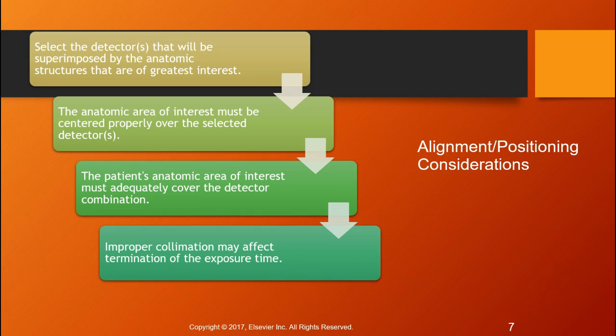So number 3, the patient's anatomic area of interest must adequately cover the detector combination. Properly centered and cover the detector combination. So for instance, would you use a teeny little kid's forearm on top of a bucky with AECs? Not if that forearm is, even though the forearm's properly centered over one of the cells, if it's not covering the cell, it's inappropriate to use an automatic exposure control system. And number 4, improper collimation may affect the termination of the exposure time. So if you are collimating too open or too narrow, it can affect your exposure time.